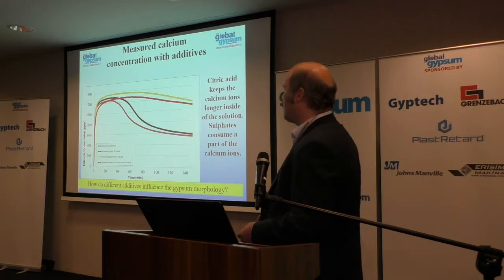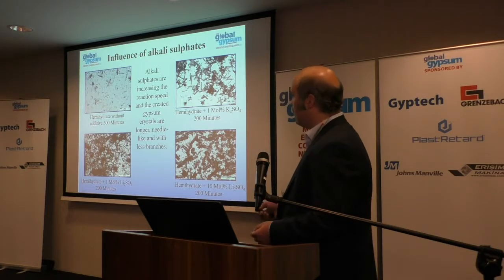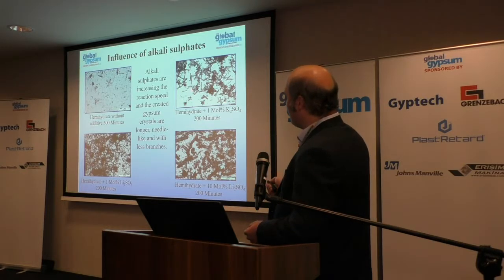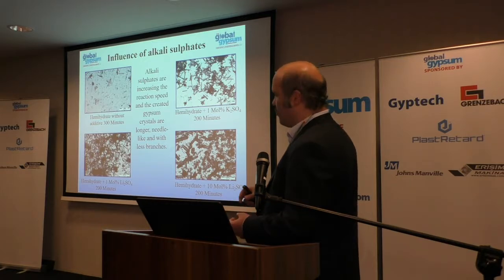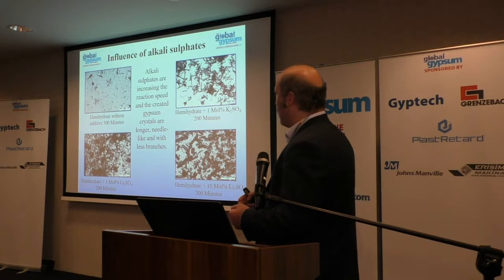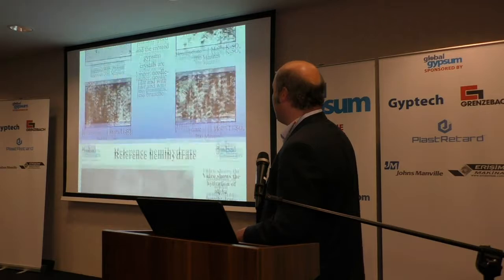How does it influence the morphology of my gypsum crystal? Let's start with pure alkali sulfates. With pure alkali sulfates, I get needle-like crystals with fewer branches, if I add potassium sulfate or lithium sulfate, whatever. I think the reason is you could first create sulfate chains in the solution, and then you add calcium ions to that, and then you have a backbone which could grow. And the reaction is much faster. All of you know potassium sulfate is an accelerator which works very fine.